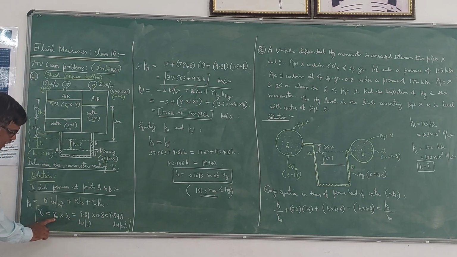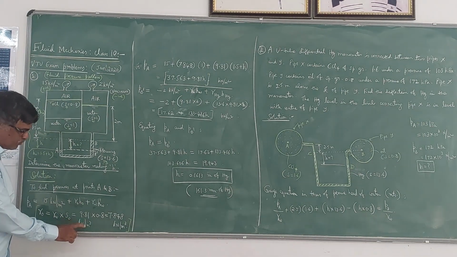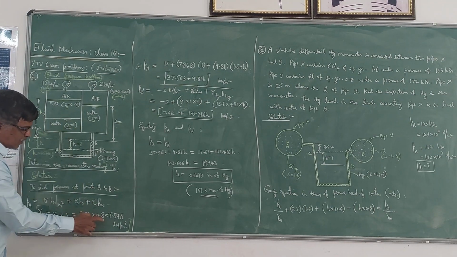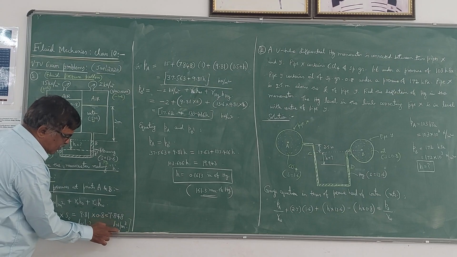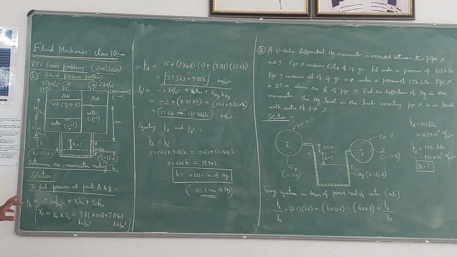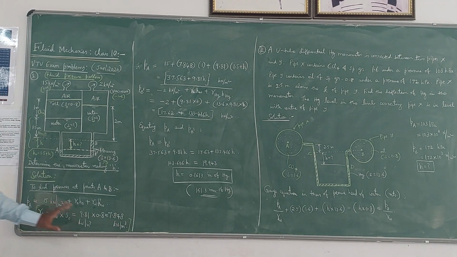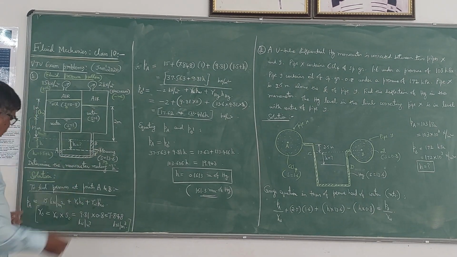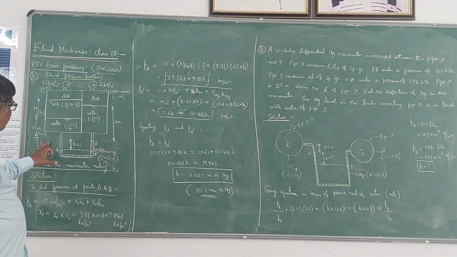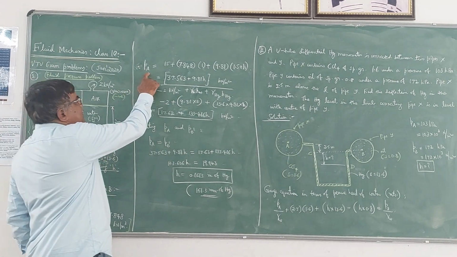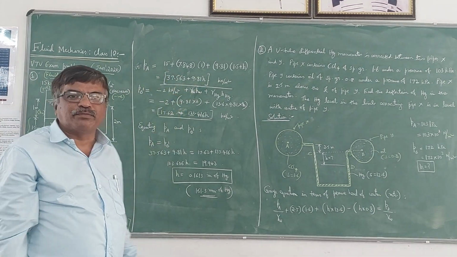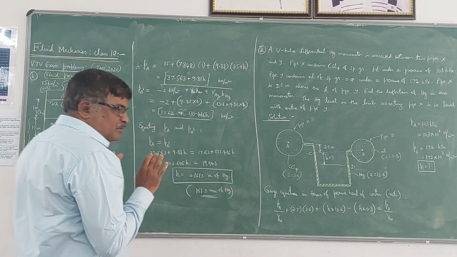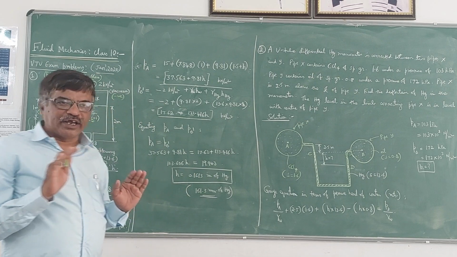Now, if you substitute gamma W as 9.81 kilonewton per meter cube into S naught, S of oil, which is given as 0.8, you are going to get 7.848 kilonewton per meter cube as the specific weight of oil. So now, once you substitute those values here, you can get the value of pressure at A. All these values are gauge pressures. Please note that we are writing the pressures with respect to atmospheric pressure as datum.